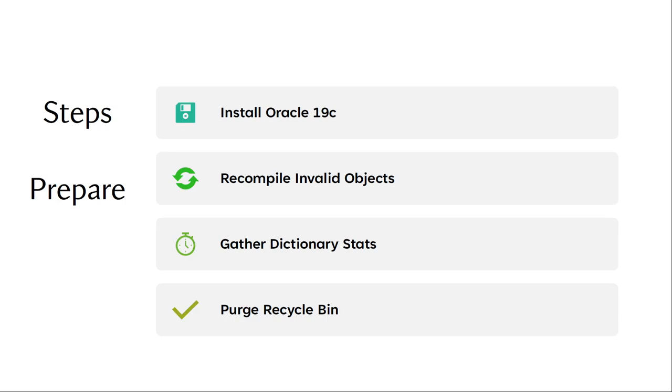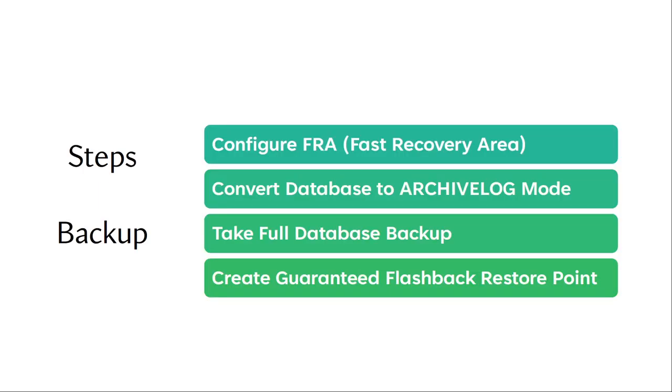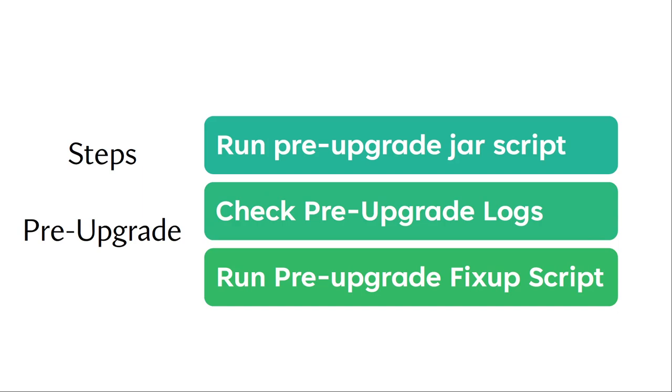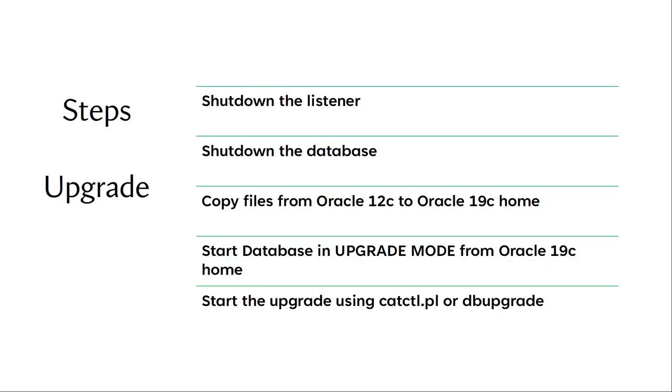We installed Oracle 19c, we recompiled invalid objects, we gathered the dictionary stats, we purged the recycle bin, we configured the FRA, we converted the database to no archive log mode, we took an RMAN full backup, we created a guaranteed flashback restore point, we ran the preupgrade.jar script, we checked the preupgrade logs, we ran the preupgrade fixup script, we shut down the listener, we shut down the database, we copied the init file, password file, sqlnet.ora, in my case it was not there, and listener.ora file from the Oracle 12c to the Oracle 19c home.